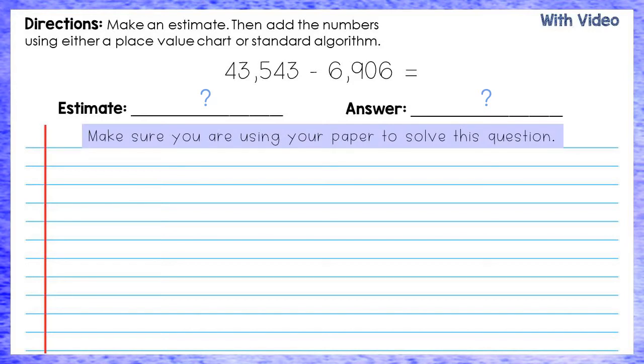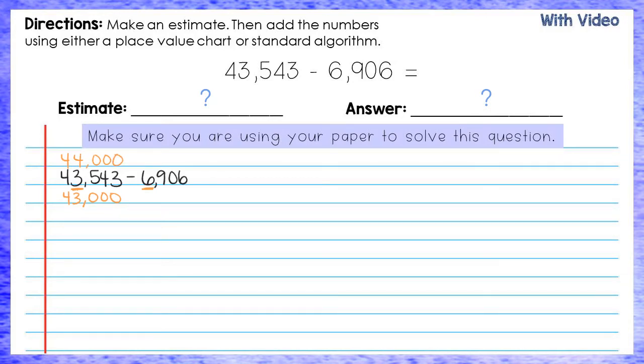All right. The second video that we're going to do for subtraction today is this one. 43,543 minus 6,906. Go ahead and write your problem on your paper, and then we will work on estimating. Pause the video to do that. When we estimate, we are going to round this time to the thousands place because they both have thousands. So we're going to either round down to 43,000 or up to 44,000.